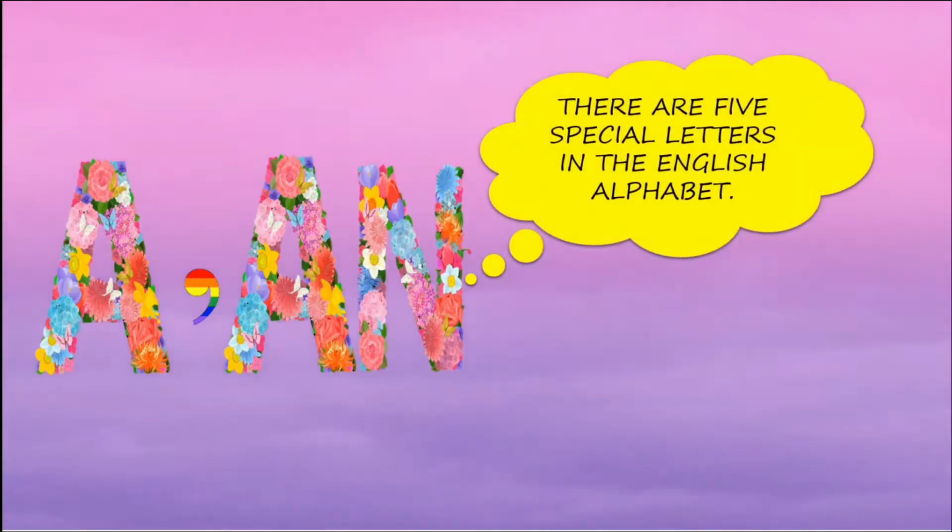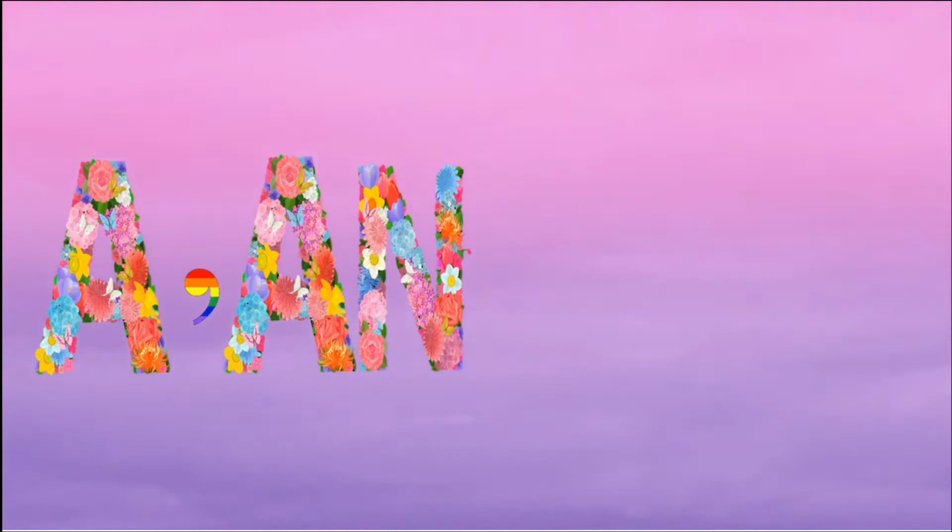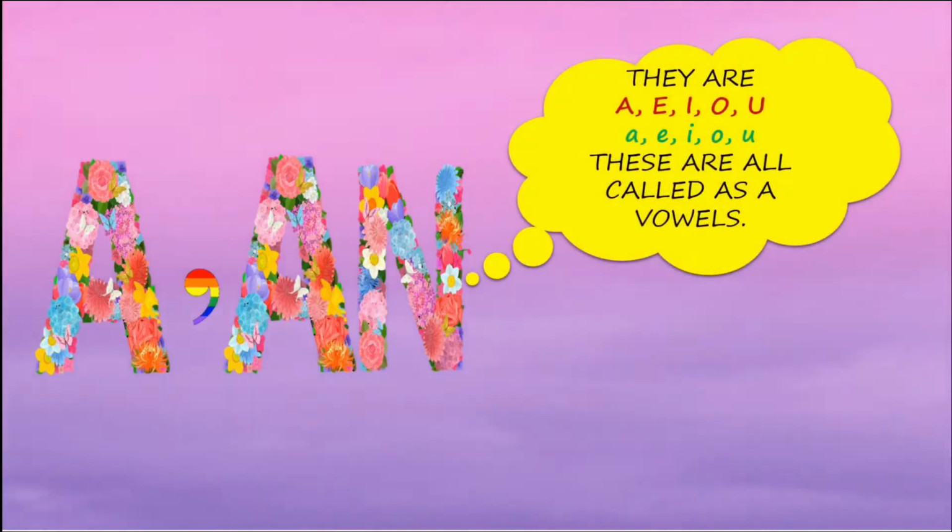There are 5 special letters in the English alphabet. What are those letters? Yes, they are named as vowels. What are those vowels? Let us see, children. They are A, E, I, O, U. These are all called vowels.